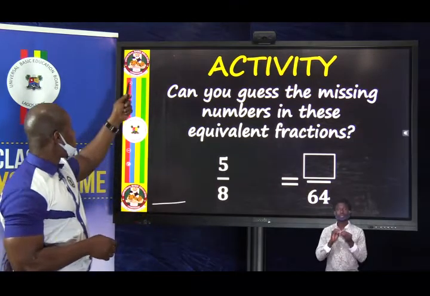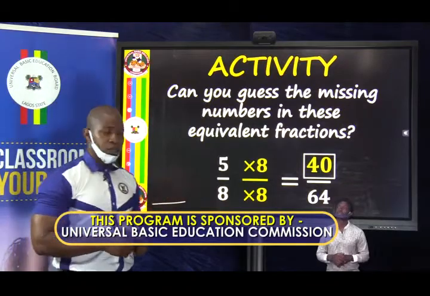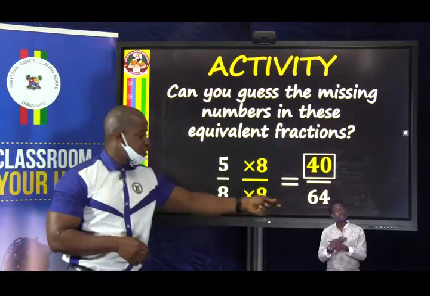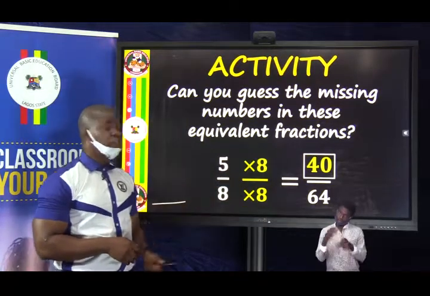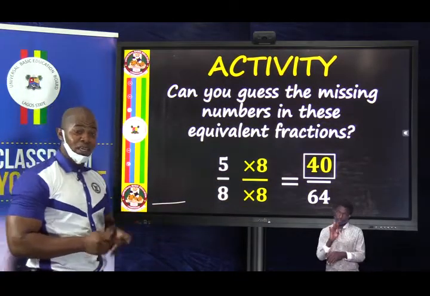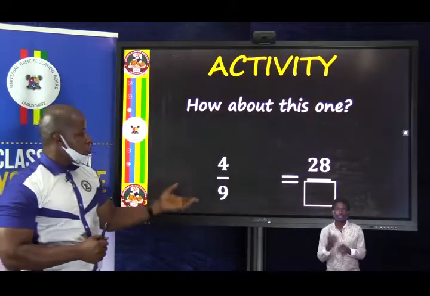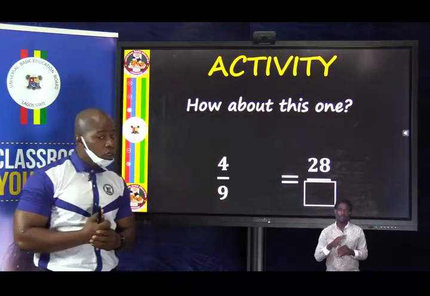That number, my friend, is 40. And why? Because I would have scaled up 8 by 8 to get 64. 8 times 8 gives me 64. Then I will multiply 5 by 8. Did you get it right? Here's your chance if you did not. Take another one. 4 over 9 will give me 28 over something. What is that number?